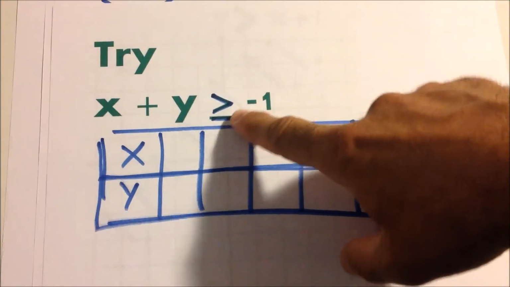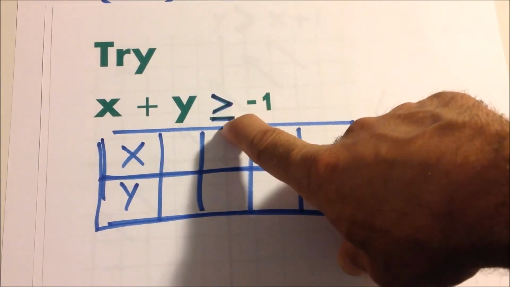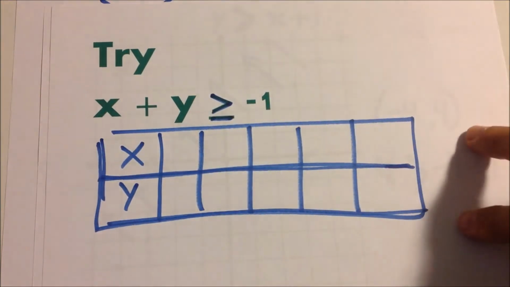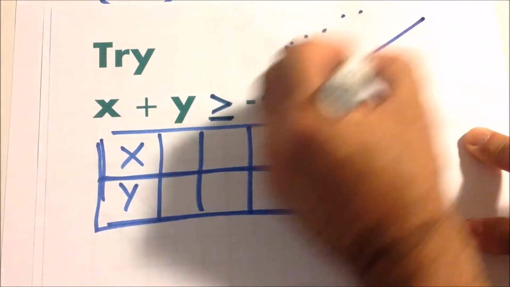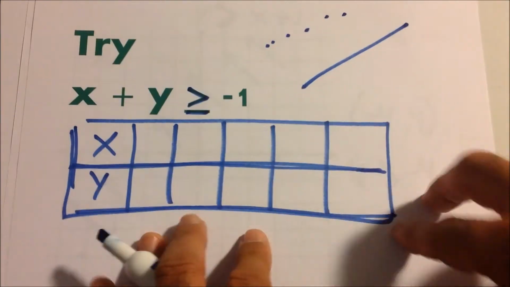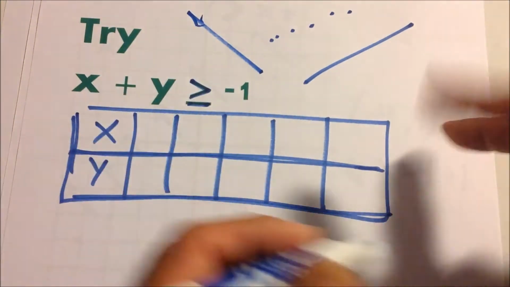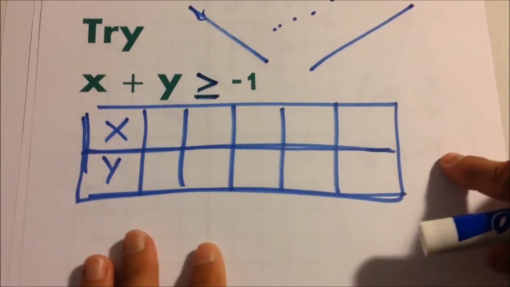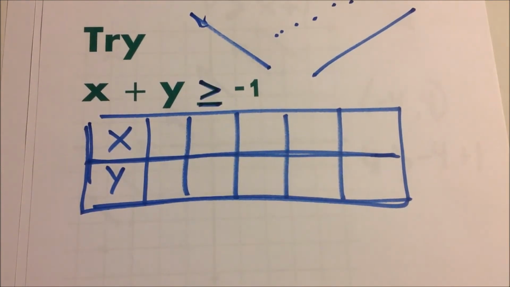Look at the inequality. We're saying x plus y is greater than or equal to negative 1. So, because of the "or equal," remember, this is not going to be a dotted line. This is going to be a solid line, either positive or negative. Remember, if it's going up, it's positive. If it's going down, it's negative. So try that. Make sure you have graph paper. Pause the tape and try that.